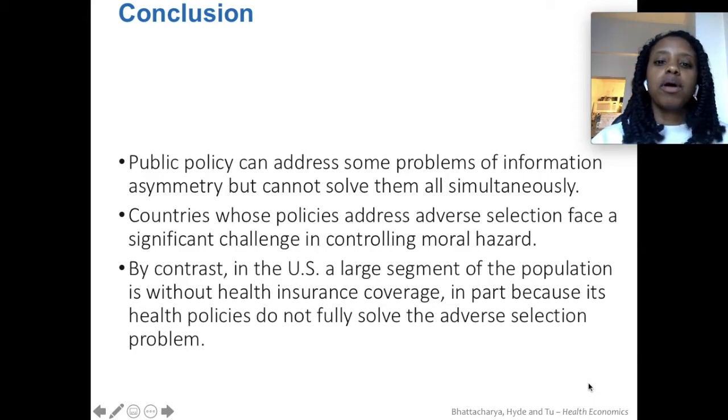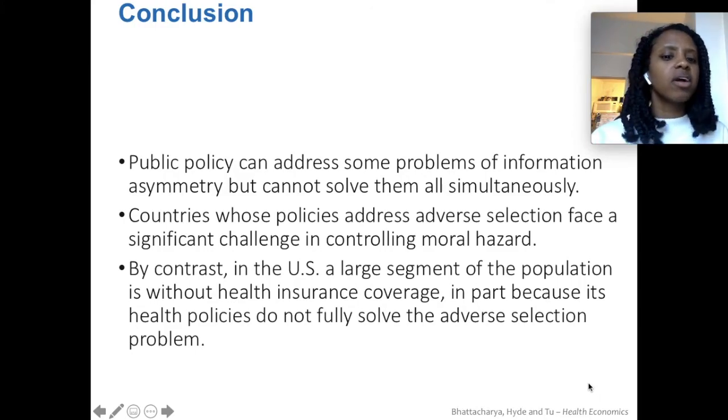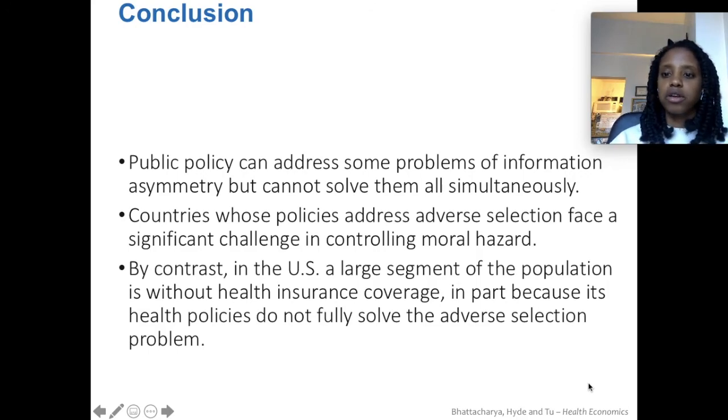So in conclusion, public policy can address some of the problems of information asymmetry, but cannot solve all of these problems simultaneously. Countries with policies that address adverse selection, for example, now face a significant challenge of controlling moral hazard, and it's difficult to do that while still pleasing everybody. By contrast, in the United States, a large segment of the population is without insurance coverage or without adequate coverage, in part because the US healthcare system doesn't fully solve the adverse selection problem, and instead maximizes avoidance of moral hazard.